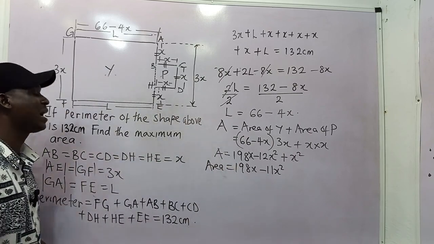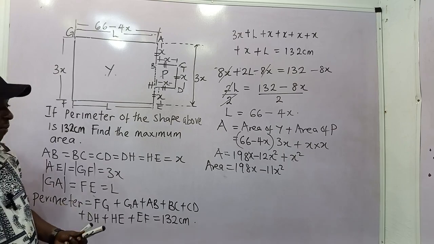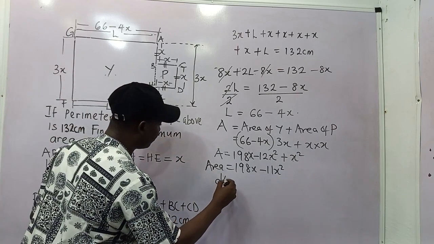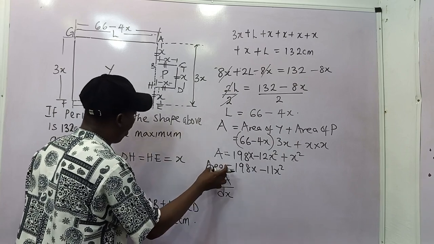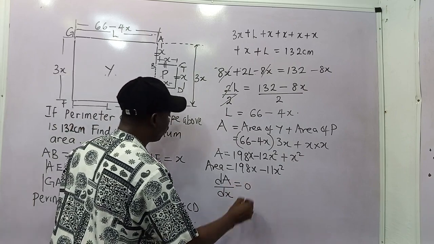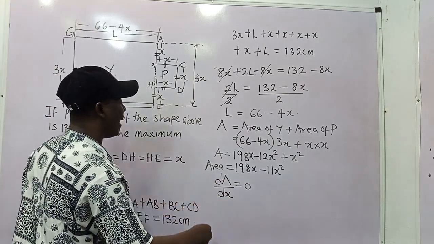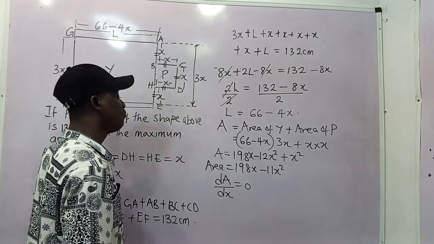But for us to find the maximum area is what they say, find the maximum area. That's where the question becomes tougher. But it's very easy, because what we are going to do is, to find the maximum area, simply differentiate A with respect to x. The differential must be equal to 0 at maximum area.